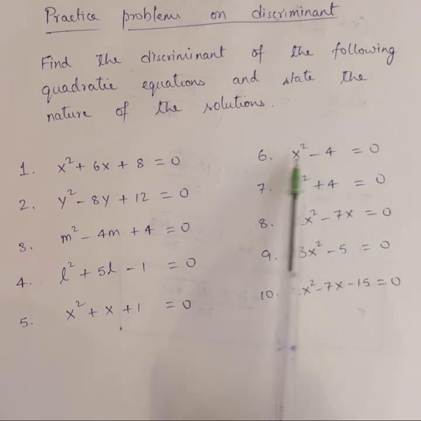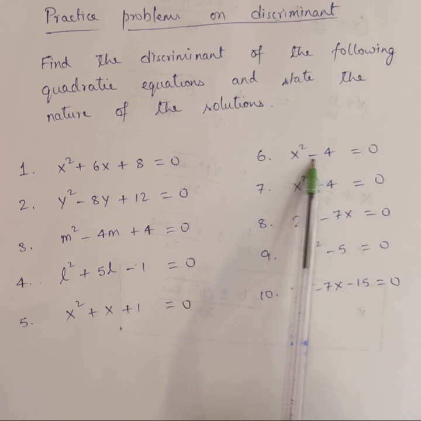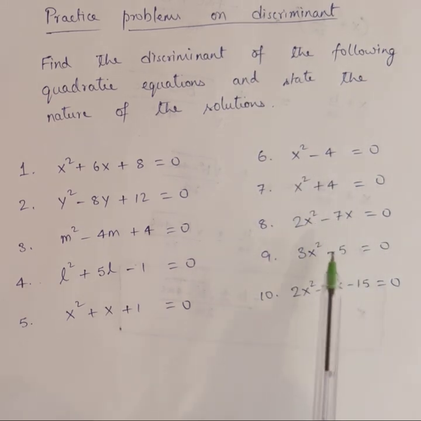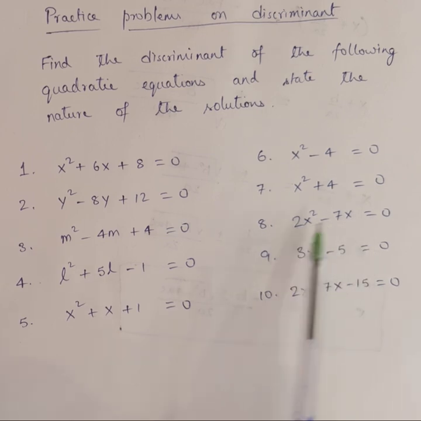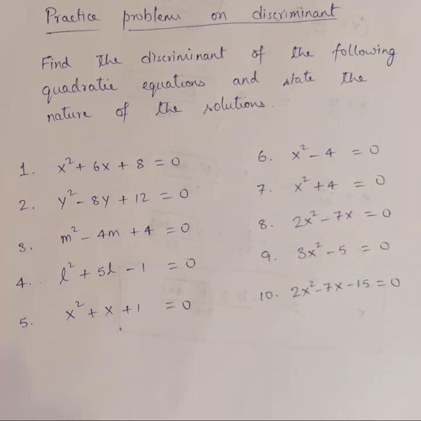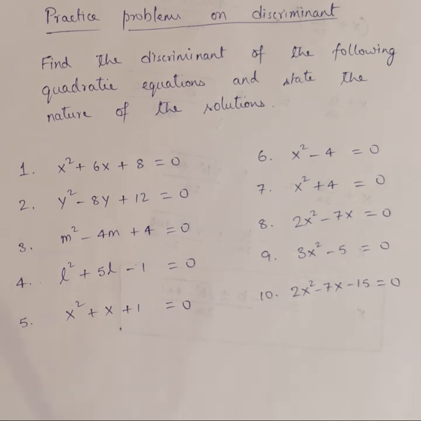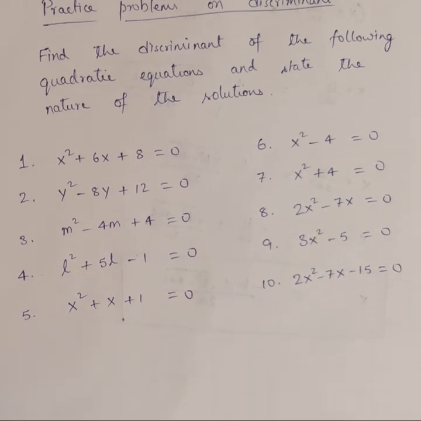So here, for example, A is 1, B is missing. So B is 0, and C is negative 4. And in 8, you don't have the constant term. So A is 2, B is negative 7, and C is 0. So again, there are only two terms here. So be sure to use the proper values of A, B, C and find out the discriminant and then state the nature of solutions. So I'll have the answers to these practice problems in the video description.